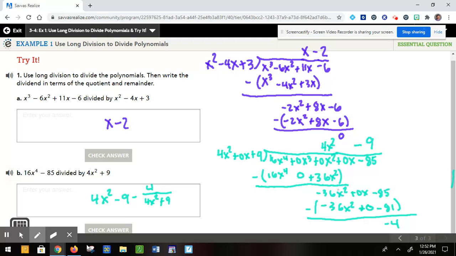And then you do negative 36x squared divided by 4x squared, which is negative 9. Negative 9 times 4x squared is negative 36x squared. Negative 9 times 0x is 0. Negative 9 times positive 9 is negative 81. When you subtract, that's gone. That's already 0. Negative 85 minus negative 81 is like negative 85 plus 81, so negative 4. So your remainder is negative 4. You pop that over the divisor, and that's your last term. So 4x squared minus 9 minus 4 over 4x squared plus 9. All right, let's take a look at the next example.